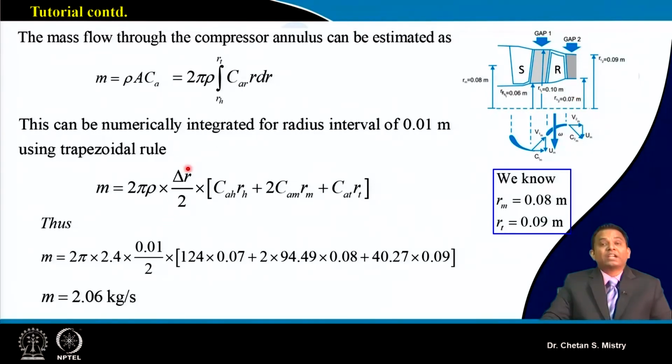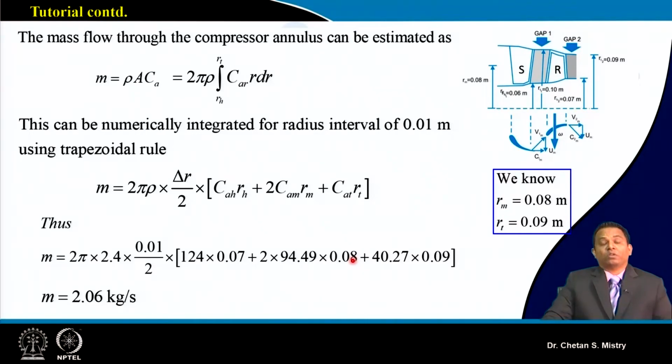So I am putting this delta R equal to 0.01. Now my axial velocity at the hub is known to me, my radius at the hub is known to me, axial velocity at the midsection is known to me, radius at the midsection is also known to me. We have our axial velocity at the tip and radius at the tip, those things are known to us. So if I put all these numbers in, that gives me my mass flow rate as 2.06 kg per second.